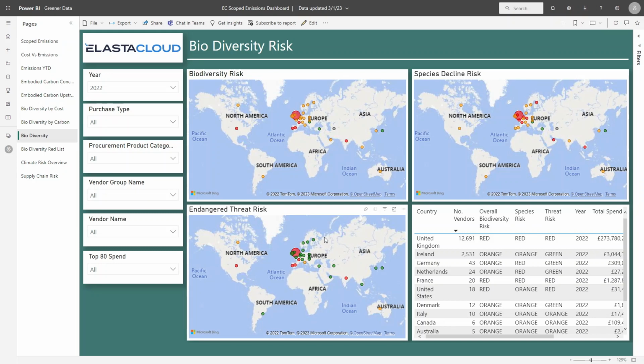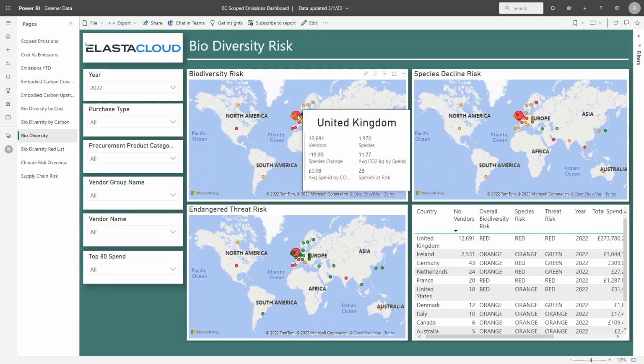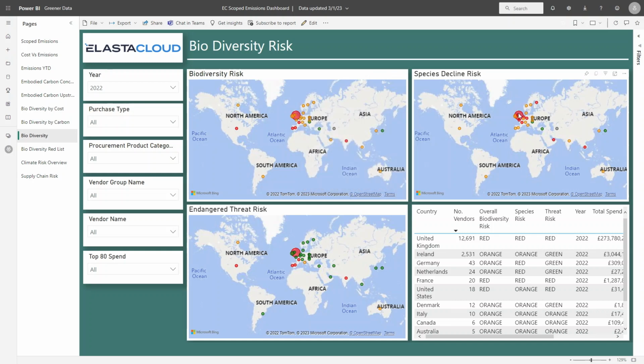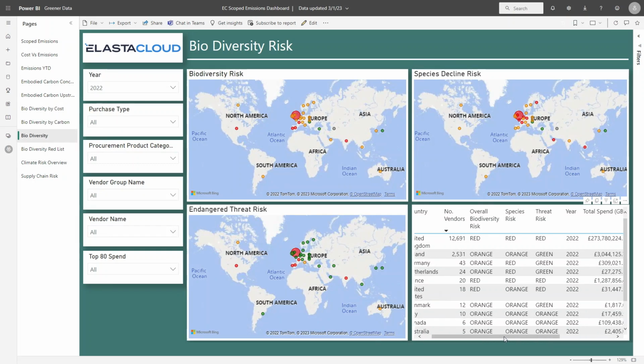If we take the United Kingdom as an example across these three visuals, we can see the overall biodiversity data, including the number of vendors within that country, along with some emissions averages. We can see the number of species and percentage of species decline within that country. And we can see the number of endangered species and the number of red list species within that country. In the bottom right table, we can also see how this all relates to vendor spend and vendor emissions within a country.